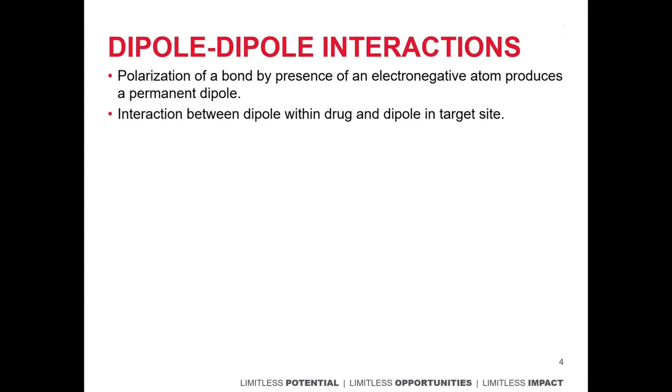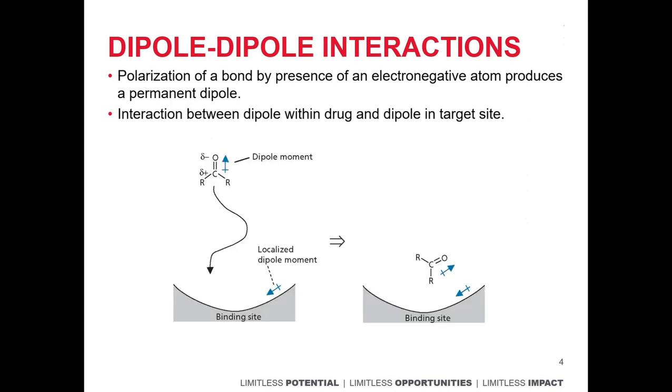So what does this look like? Well, here we have a carbonyl group. This possesses what's called a dipole moment. So we can represent the dipole using an arrow that looks like this. The cross on the arrow represents where the slight positive charge is within that dipole.